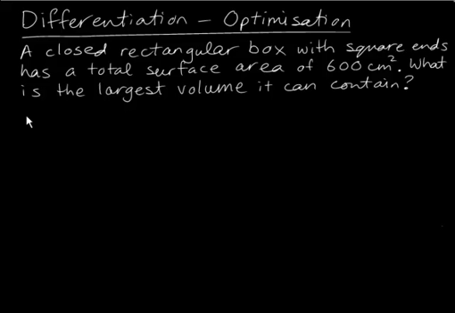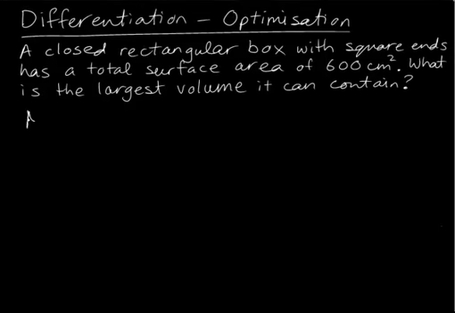So our first step is to decide what is our objective function. Our objective is the thing that we're trying to find the maximum or the minimum of. So here we're after the maximum volume. So we're trying to maximize the volume of this box. A diagram will often help.